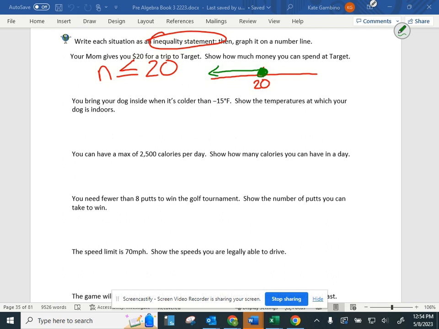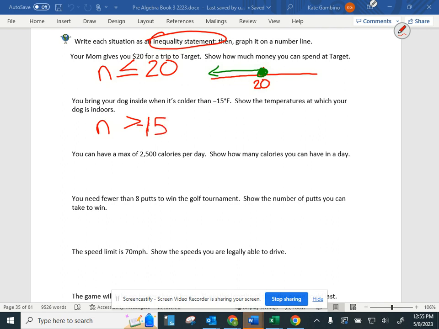Let's do one more. You bring your dog inside when it's colder than -15 degrees. Show the temperatures at which your dog is indoors. So what is my inequality statement I'm going to write? Aiden. N is greater than -15.